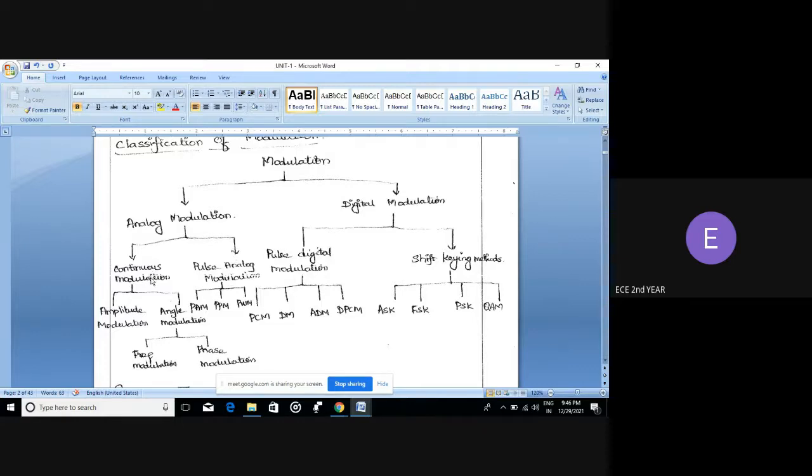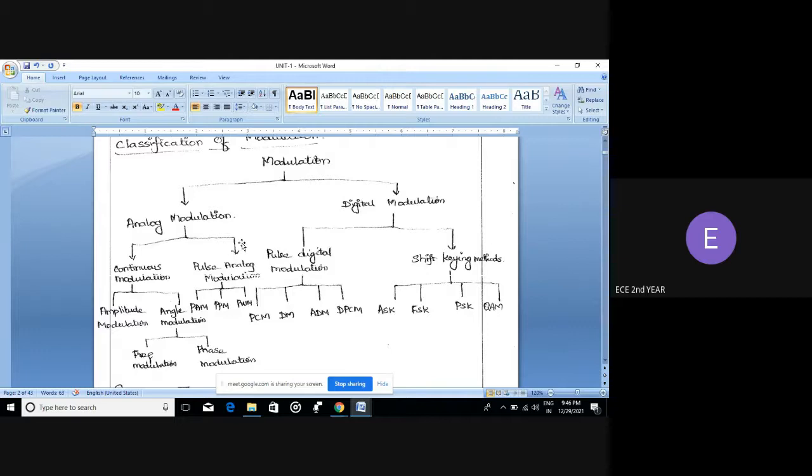Again, continuous modulation is divided into two categories: one is called amplitude modulation and the other is called angle modulation. Further, angle modulation is divided into two: frequency modulation and phase modulation. Up to this, we will see in unit number 1, and the other techniques we deal with in unit 2, unit 3, like that.